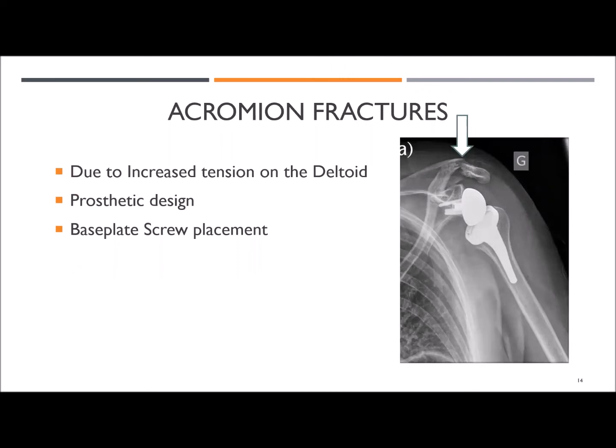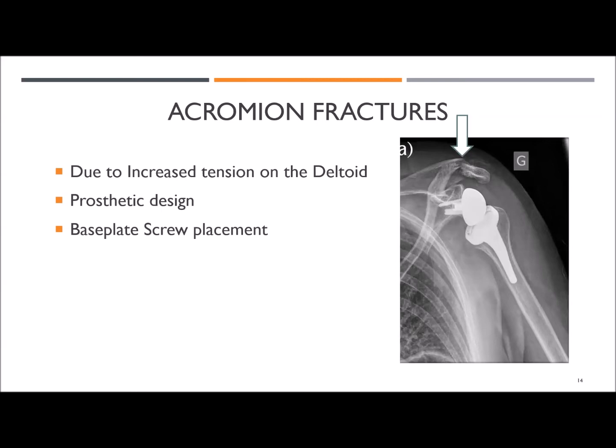So I did want to talk a little bit about acromion fractures. So the thought process behind this is that it could be due to increased tension on the deltoid. It could be these new prosthetic designs predispose patients to have these fractures. Base plate screw placement can also weaken the scapular spine and cause stress fractures there or large fractures there. And so as a way to try to treat these, we do the classification.